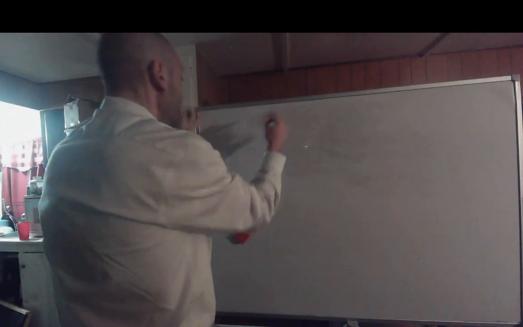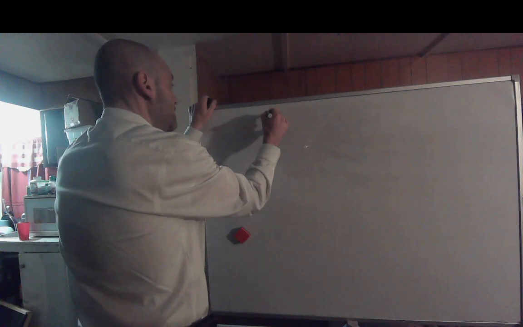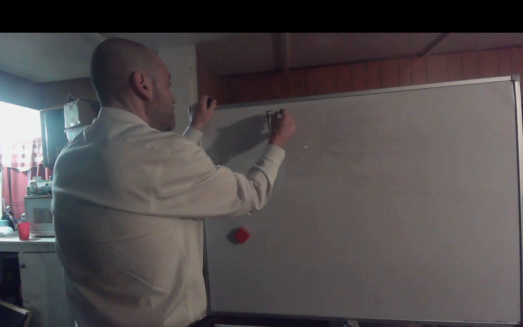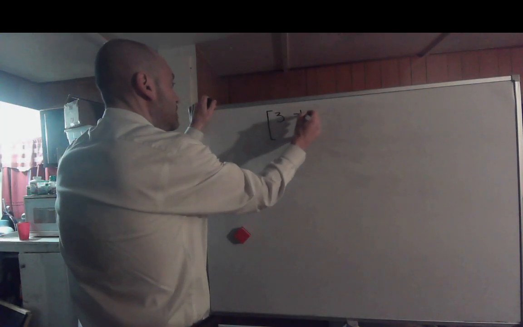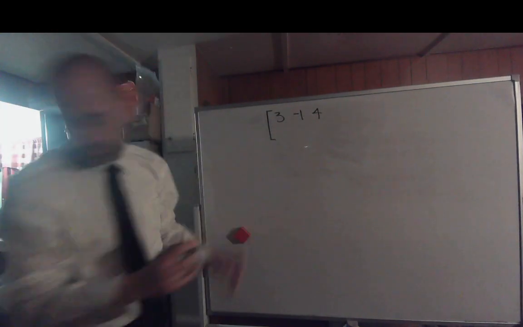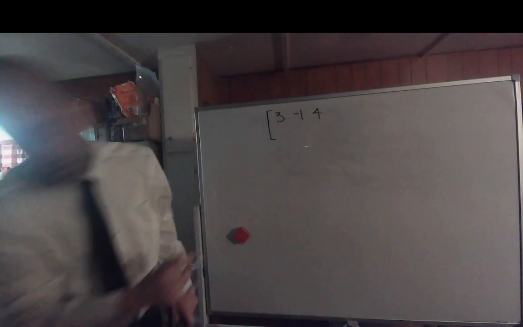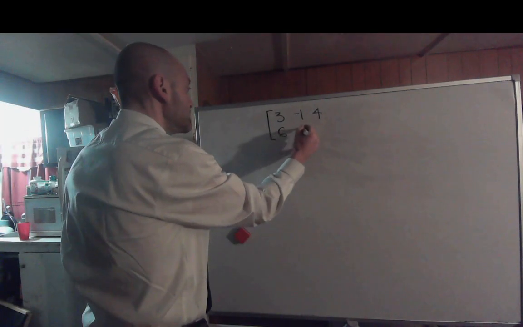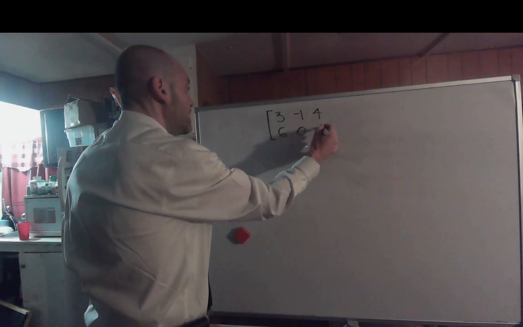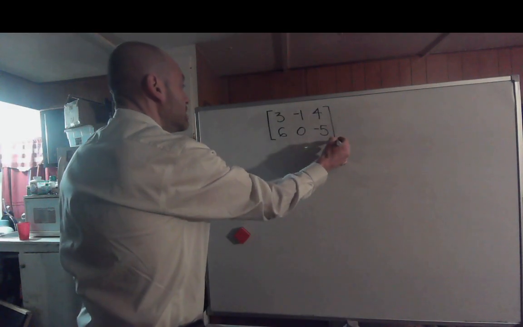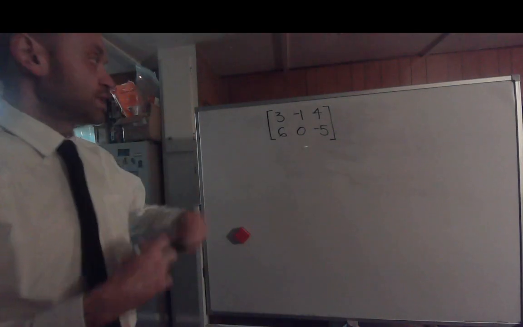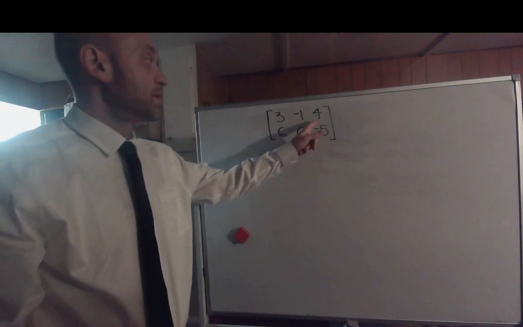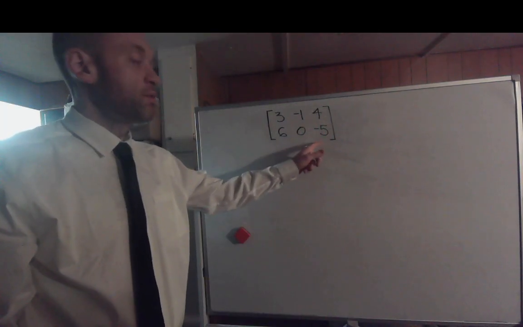One more for classifying, and then we're going to talk about augmented matrices. So we have a matrix with entries 3, -1, 4, 6, 0, -5.